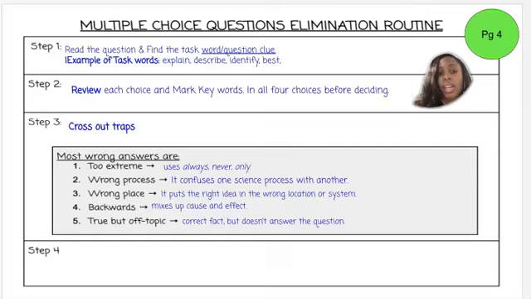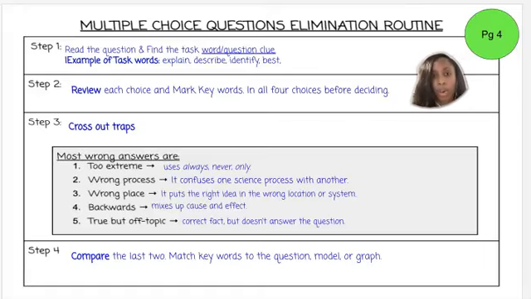Or they say a topic that could be true or it could be fact, but it doesn't really answer the question. So you want to make sure that you're paying close attention while you're reading the question so that it makes sense and it actually connects.